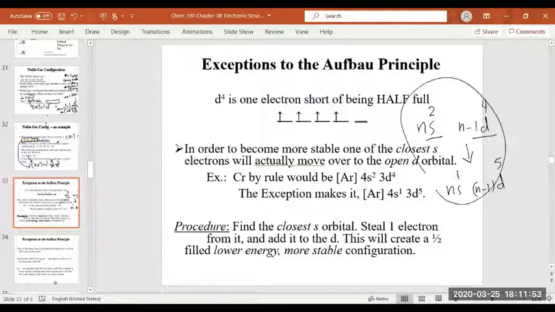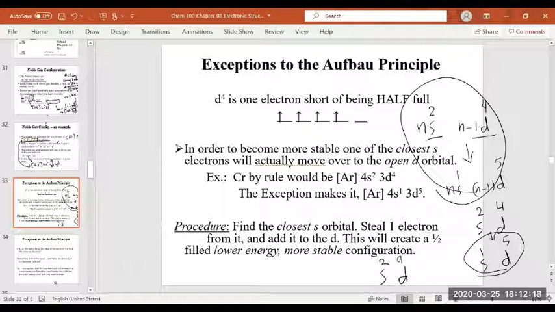Guys, if the n minus 1 confuses you, if you have s close to d, we have 2 and 4, we will make it s1 d5. As I said, we have some other exceptions, but we will just focus on this exception and another exception. If you have s2 d9, we will make it s1 d10.